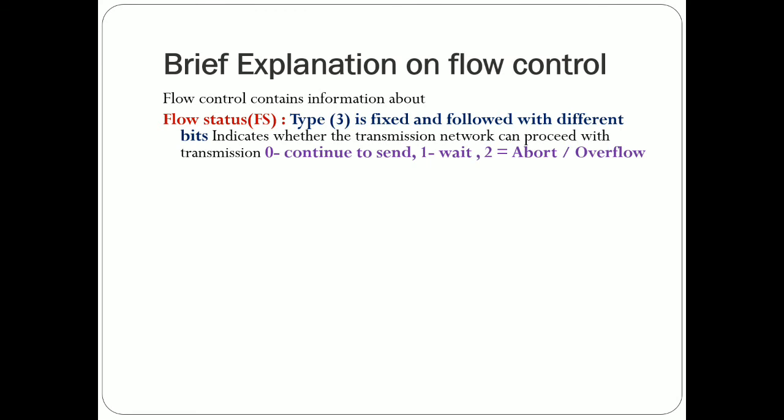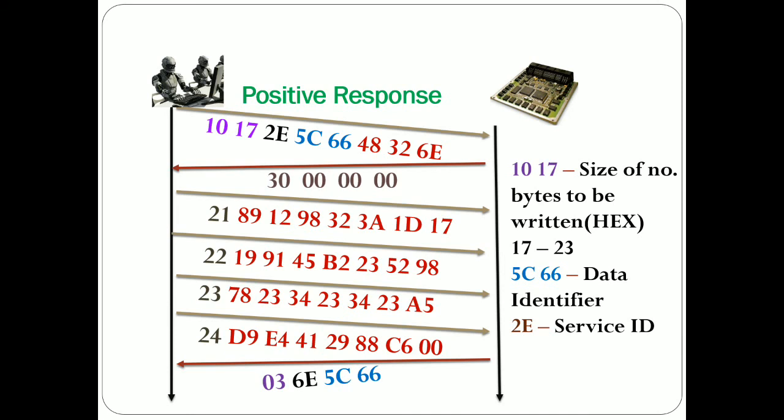Flow control contains the information about flow status. So that is type 3. What is flow status? The flow status in type 3 is fixed and followed by different bits that indicate what the transmission should do. 0 means continue to send, 1 means wait, 2 means abort or overflow. So that means here I am talking about this one.